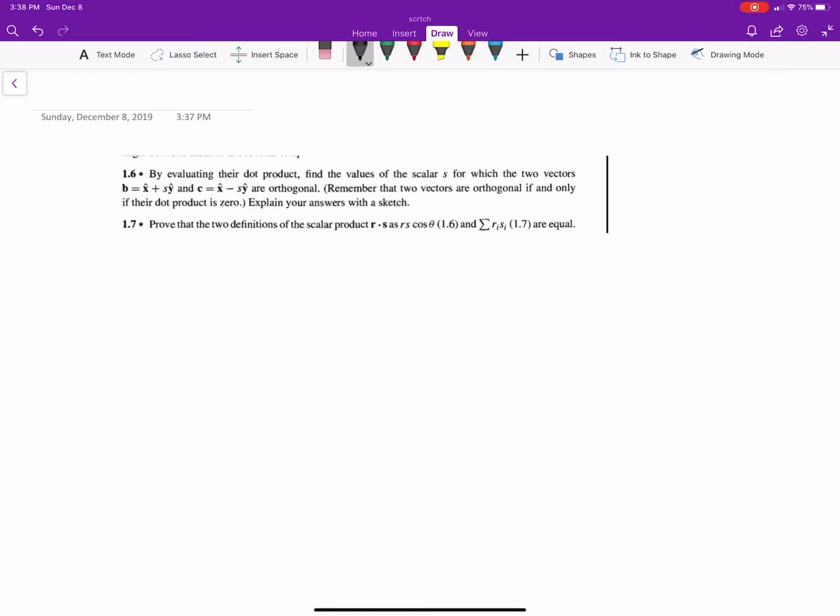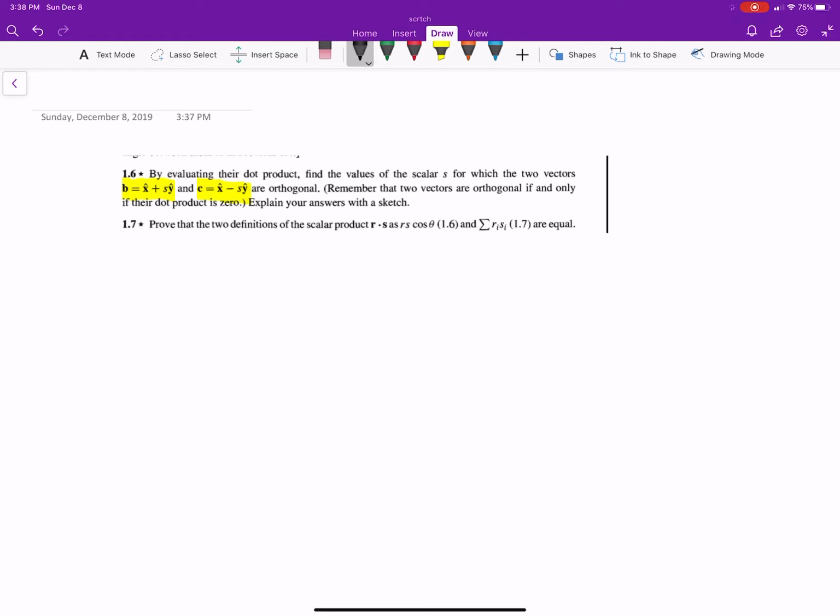Okay, so now we're on to problem 6 in our classical mechanics book. The problem says, by evaluating the dot product, find the values of the scalar s for the two vectors. We're given vector b, which is x hat plus our scalar s y hat, and c, which is equal to x hat minus our scalar s y hat. They're also orthogonal, which is important. And then it wants us to explain it with a sketch. I wasn't able to crop out the 1.7, so just ignore it.